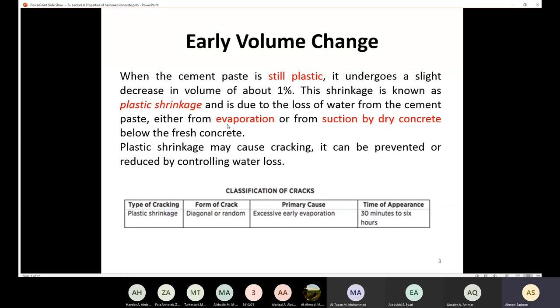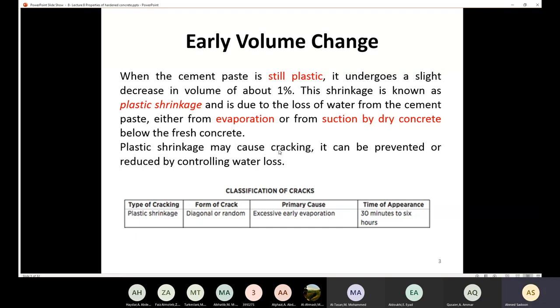It could be from evaporation or from suction by dry concrete below the fresh concrete. So if you are going to cast a concrete and you have a dry layer, then that dry layer is going to absorb water, and the plastic shrinkage is going to take place. So the main point about this is that the concrete is still plastic. The time of appearance for the plastic shrinkage is between 30 minutes to 6 hours after you cast the concrete.